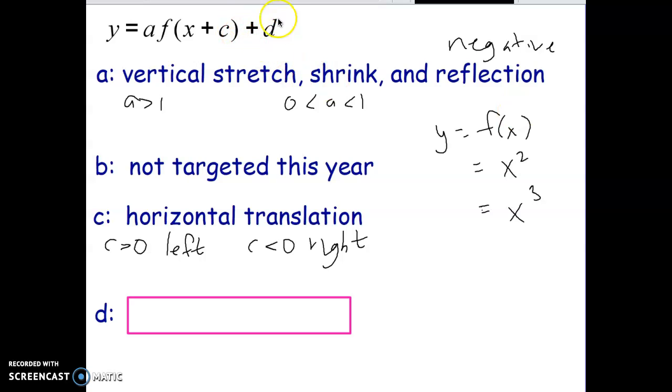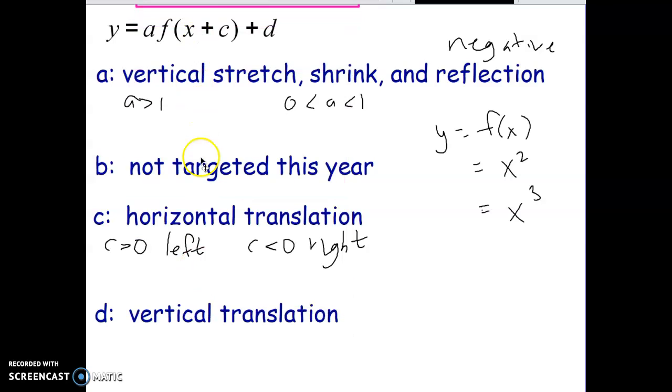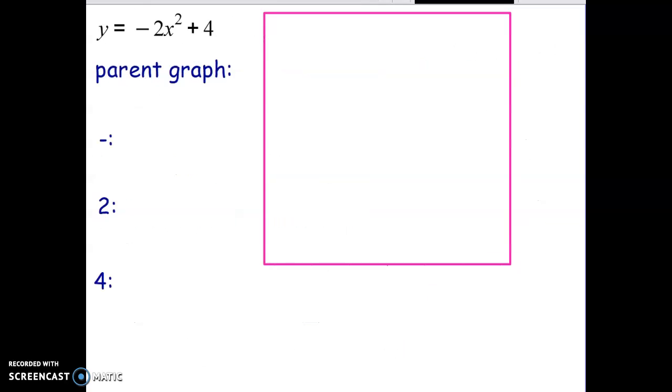Now the D that's out here, that's also added. That's going to be a translation as well. But because it's outside the function, that is going to be a vertical translation. And if D is greater than 0, it's going to translate up. If D is less than 0, that's going to translate down. So that moves in the direction that you would expect. Okay, let's look at an example.